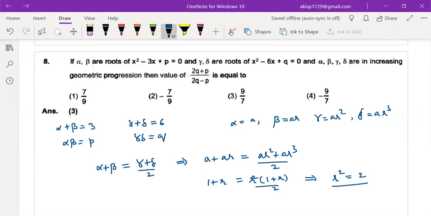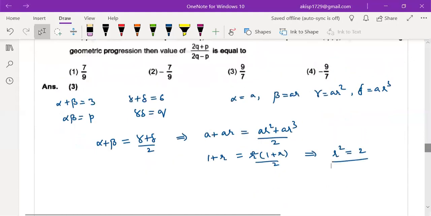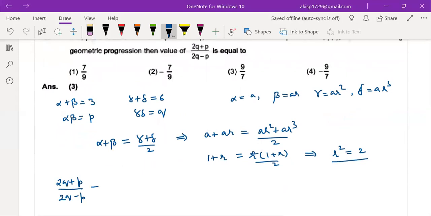So once I have R square as 2, all I have to do is substitute the value of R square in the expression for 2q plus p by 2q minus 1. But what is 2q? 2q is nothing but 2 times gamma delta plus p. P I know is alpha beta. By same expression, I am going to have 2 times gamma delta minus alpha beta. And I already know what is gamma, what is delta, because I know the value of R square. So I'll substitute these values in it.